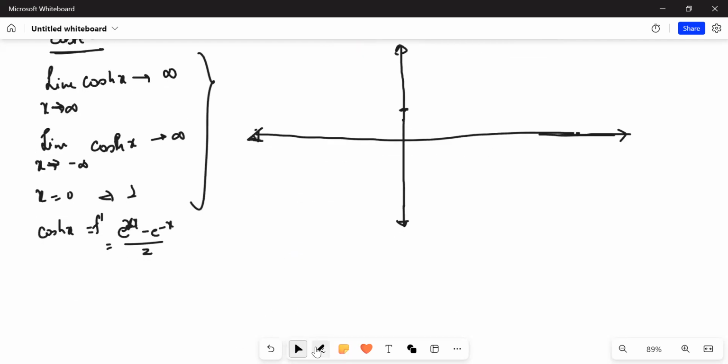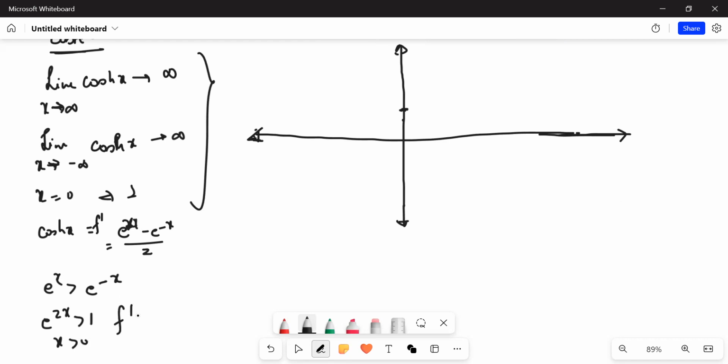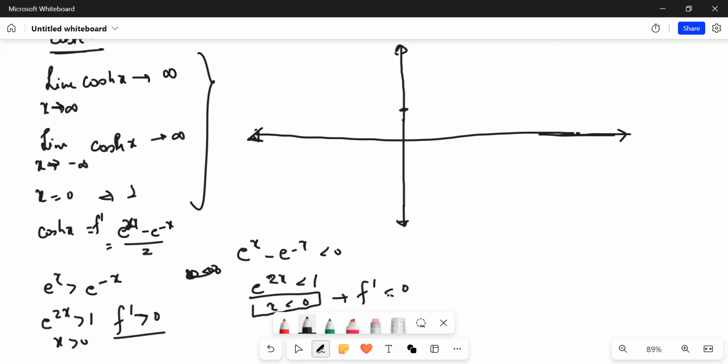Now you see the derivative would be positive if e to power x is greater than e to power minus x, or you can say e to power 2x is greater than 1, or x is greater than 0. So for all x greater than 0, your f dash x is positive. For all x less than 0, e to power 2x is less than 1, so the function's derivative would be negative. So you will have a decreasing function here.